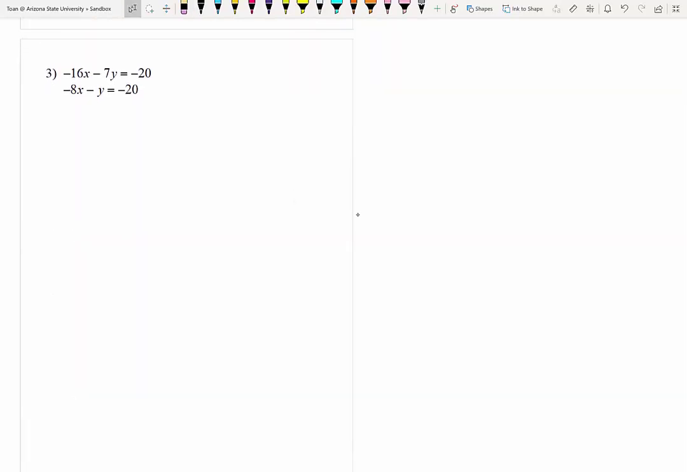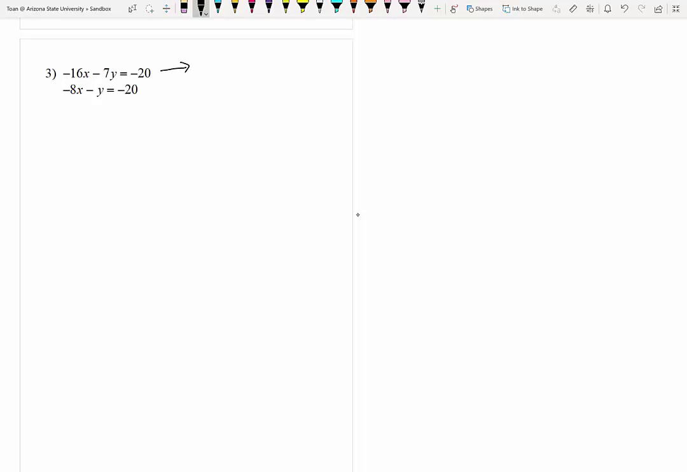Number 3 is not set up for elimination. So I recognize that there is a variable with the leading coefficient of 1 or negative 1. So we could do substitution, but I think I'll go ahead and do elimination on this one. It doesn't matter which variable we eliminate. Let's eliminate the x's because, why not? So I need to find the common multiple of 16 and 8, and hopefully everyone can just know off the top of our heads that 16 is going to be a common multiple.